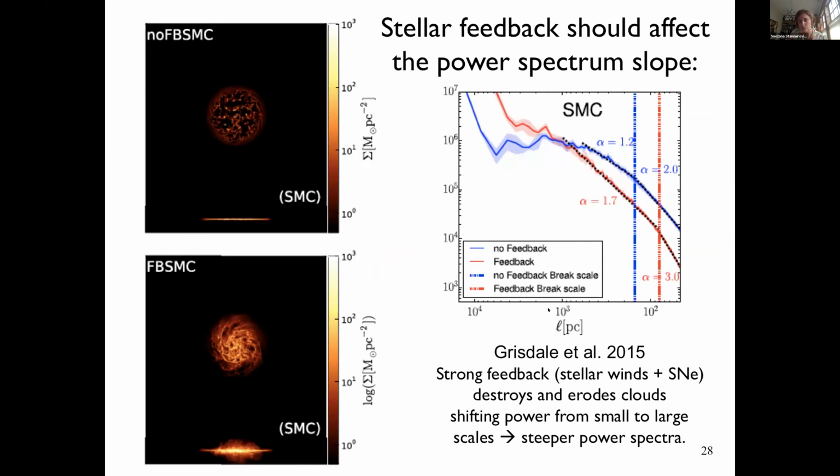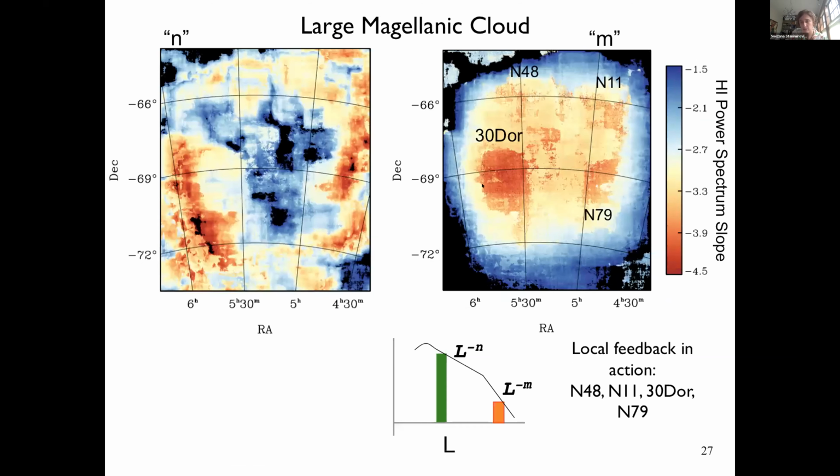Some numerical simulations have predicted that that should happen. This is work by Grisdale et al., where if you have a power spectrum before including feedback in simulations, once you include stellar feedback, everything steepens. So small scale structure clouds get destroyed and turned into more diffuse medium. So this is nice. Basically we're seeing how stellar feedback locally modifies the power spectrum on small scales right around key sites of star formation.